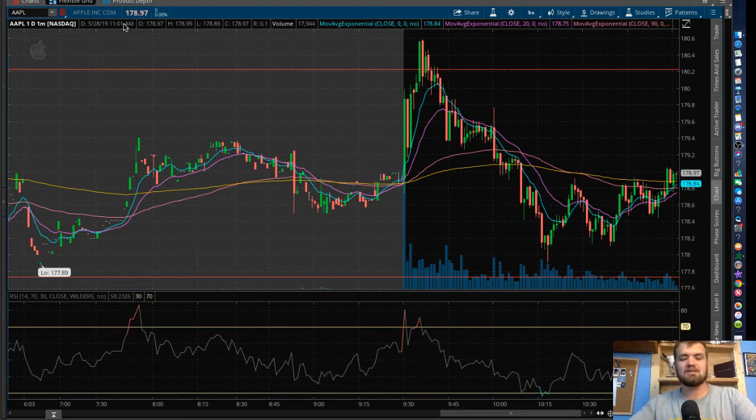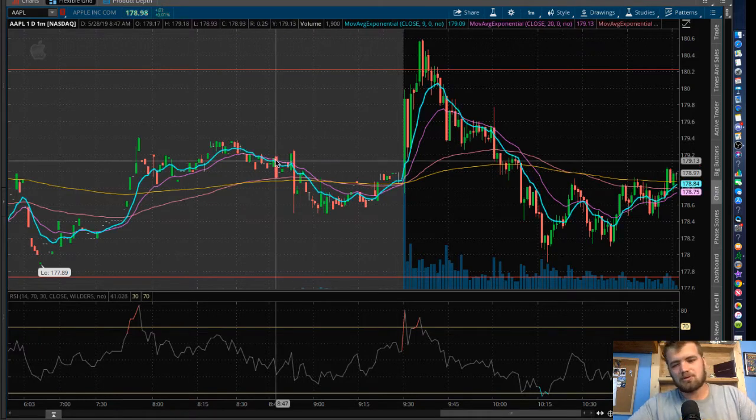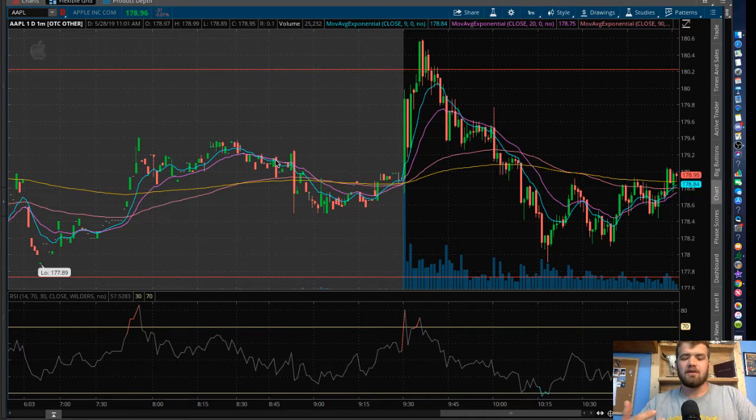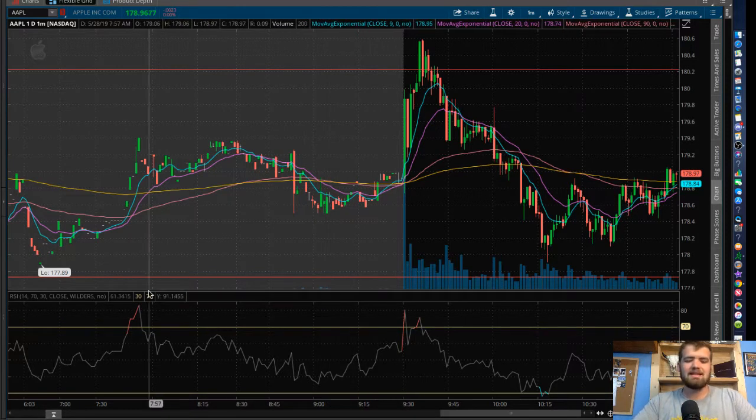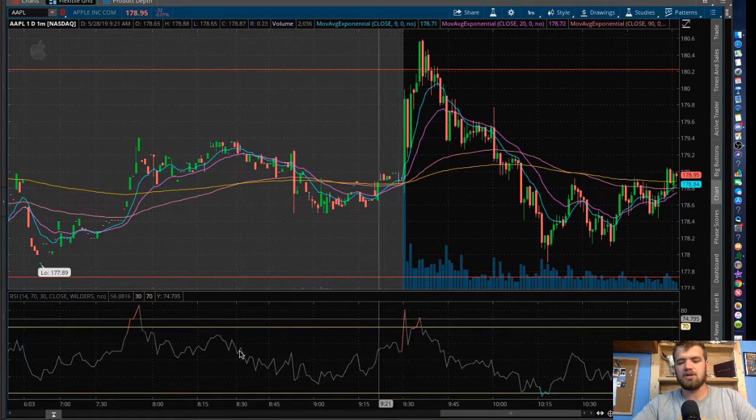All right, so let's just get started here. So pretty much what the RSI is. The RSI is the relative strength index. Now, what that is, where it is. Generally, it is at the bottom of the chart. This is it right here.